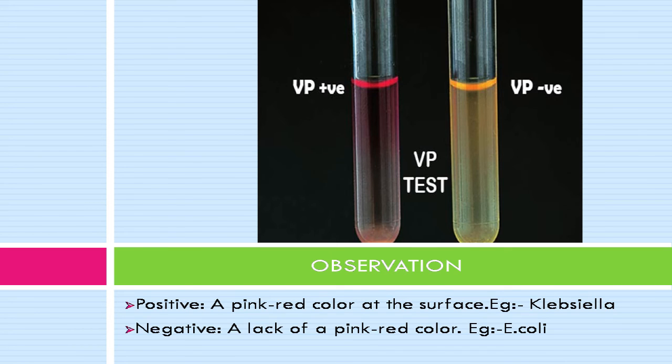Observation: in a positive test, a pink-red color at the surface is formed. Example, Klebsiella. In a negative test, there is a lack of a pink-red color. Example, Escherichia coli.